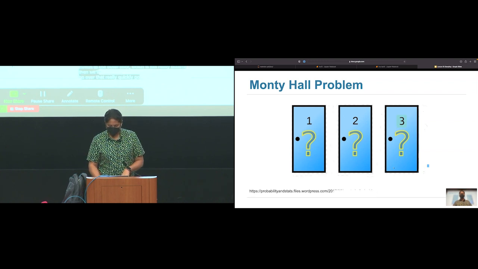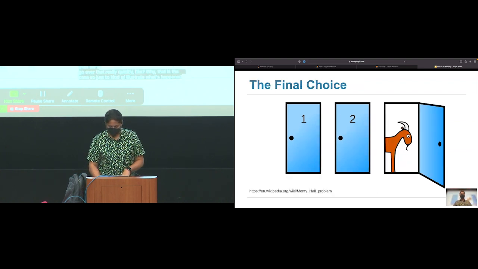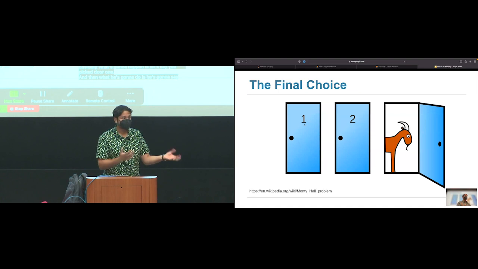So just to illustrate what's happening here, let's say you picked door 1, and then he's going to say, okay, actually there's a goat behind door 3, just to let you know. And so now, would you like to switch from 1 to 2? Is that extra information actually helpful to you or not?